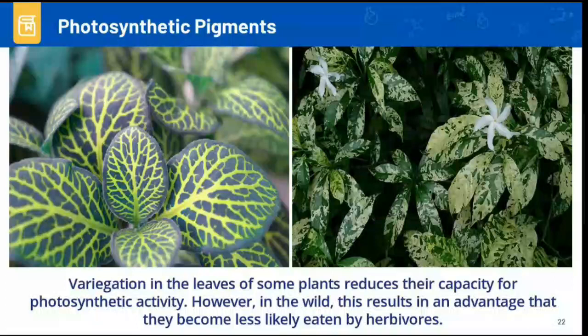Okay. So, however, this does not mean that they are completely outcompeted by some plants with full green leaves. Okay. It has been found by Thomas Givnish of the University of Wisconsin that the variegation in leaves serves as a camouflage, okay, as a defense mechanism so that they will be less likely eaten by herbivores. Ito yung ginagamit nilang defense mechanism para hindi sila makain ng mga herbivores or yung mga animals that eats your plants.